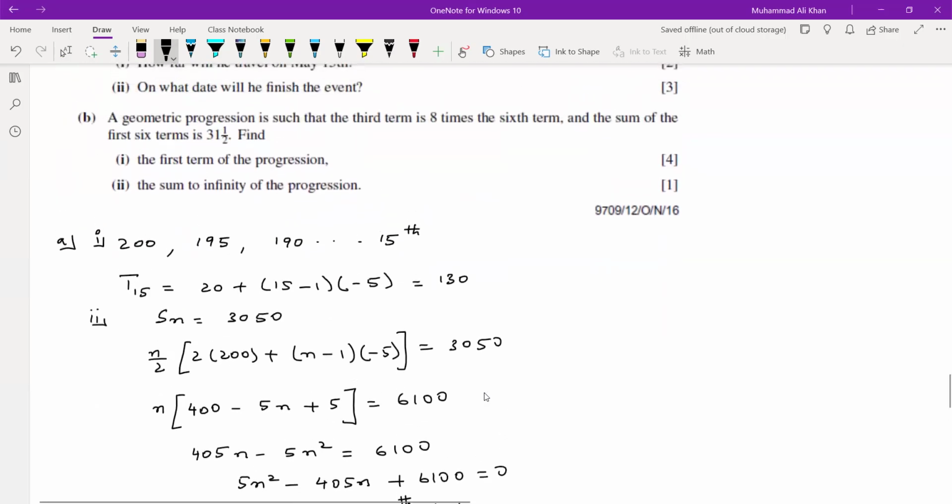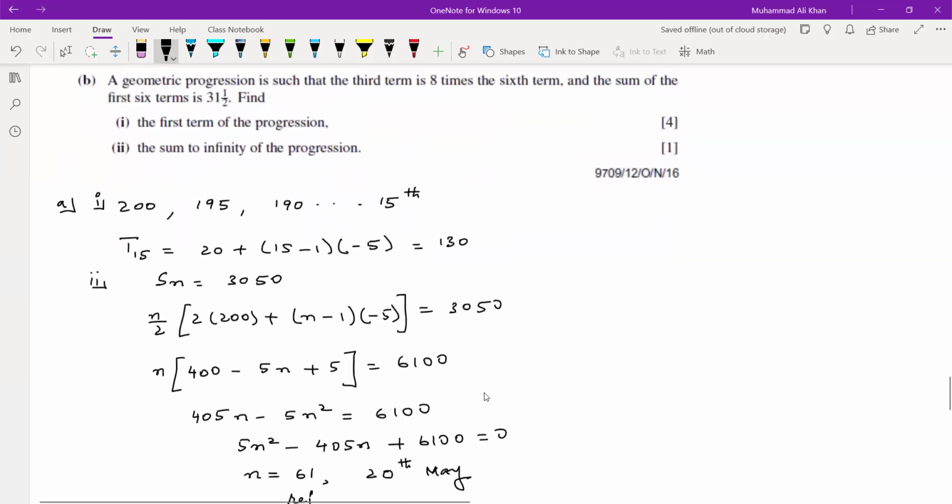After that, in the next part, in the B part, a geometric progression is such that the third term is 8 times the sixth term.